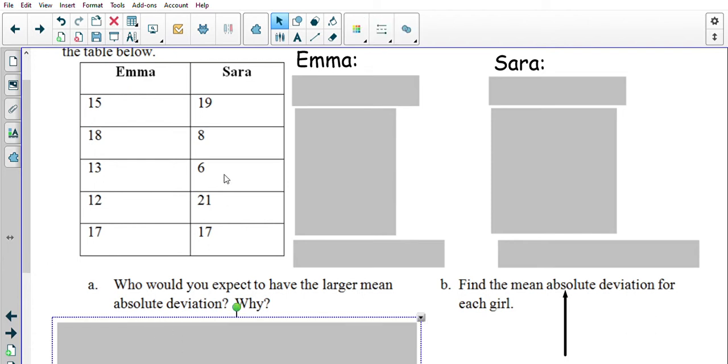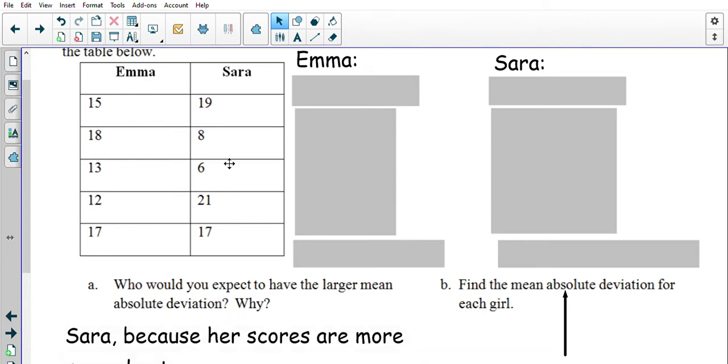If you were thinking Sarah, you're correct. And the reason why her mean absolute deviation should be a little bit larger is because her data values or her scores are more spread out. So that means that whatever our mean is, each of her numbers are going to be slightly further away from that mean. Maybe not all of them, but several of them will be further away from the mean, which will increase our mean absolute deviation.